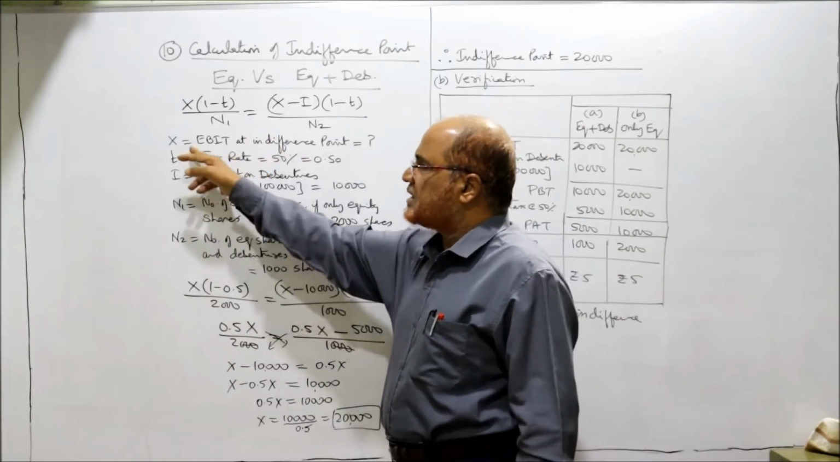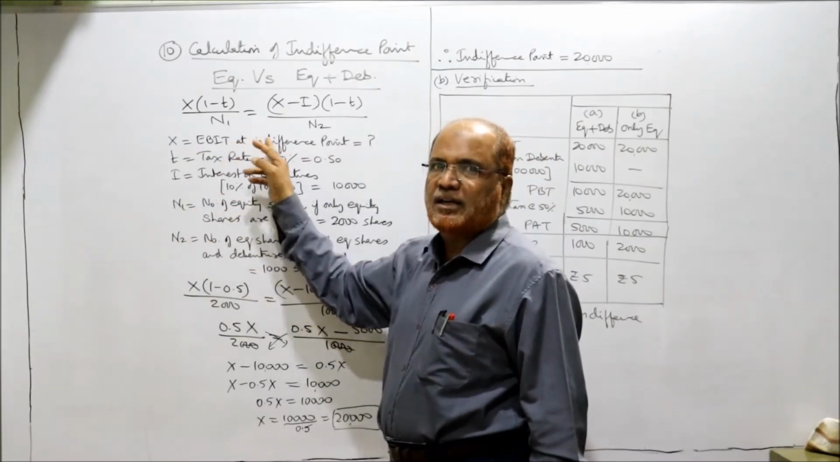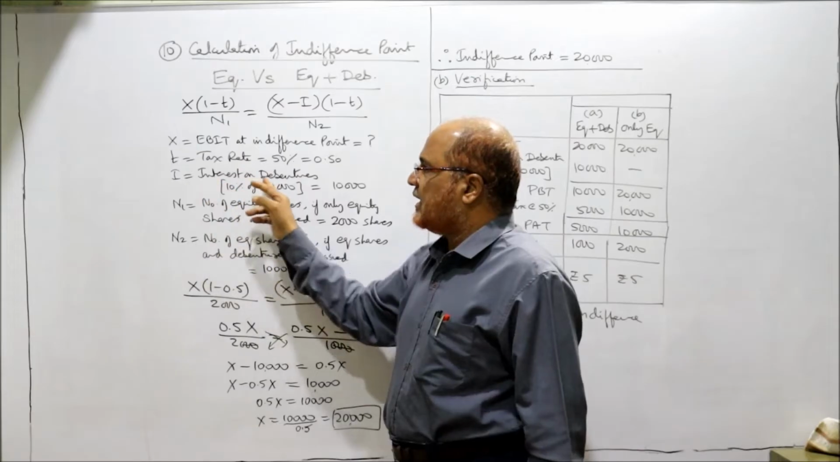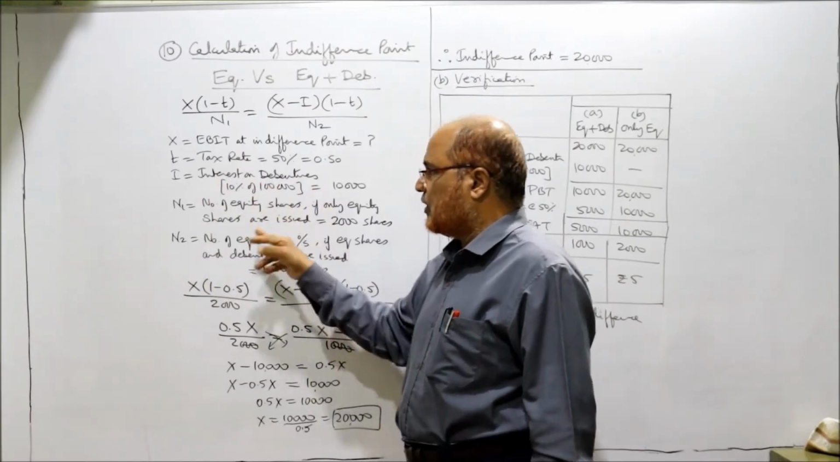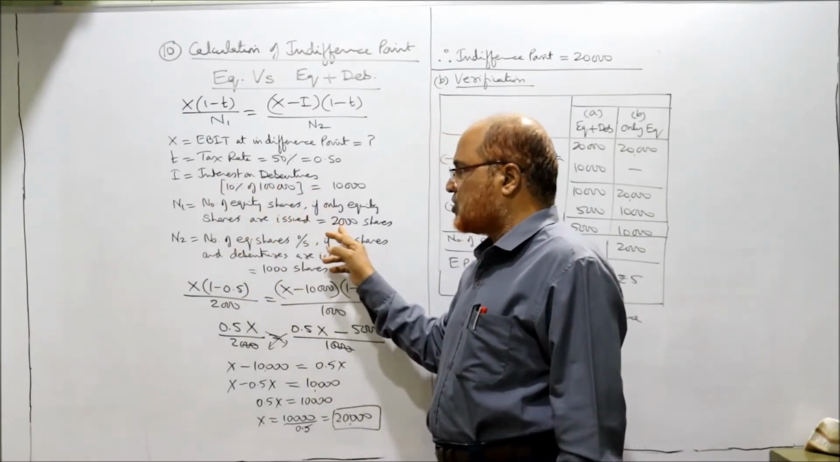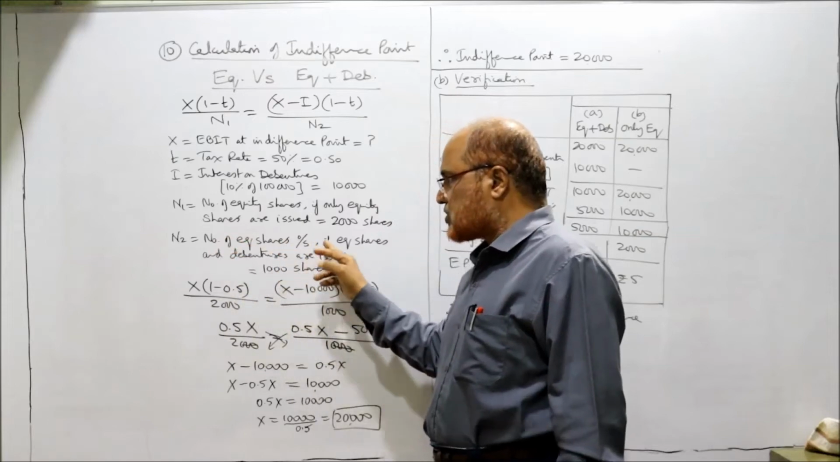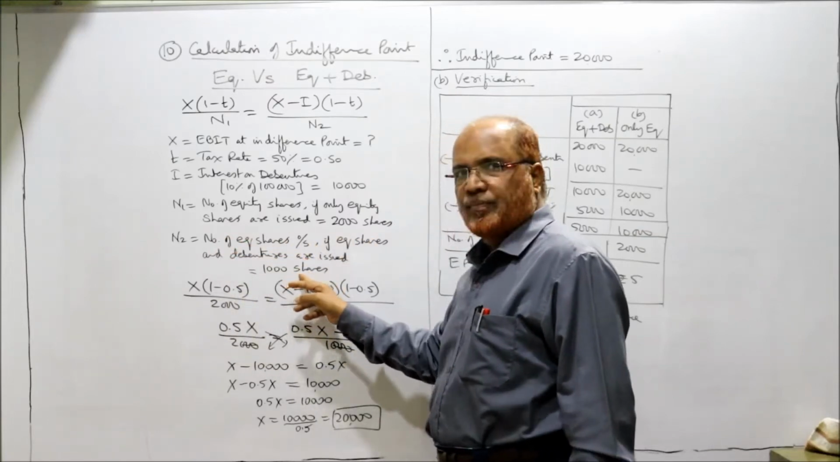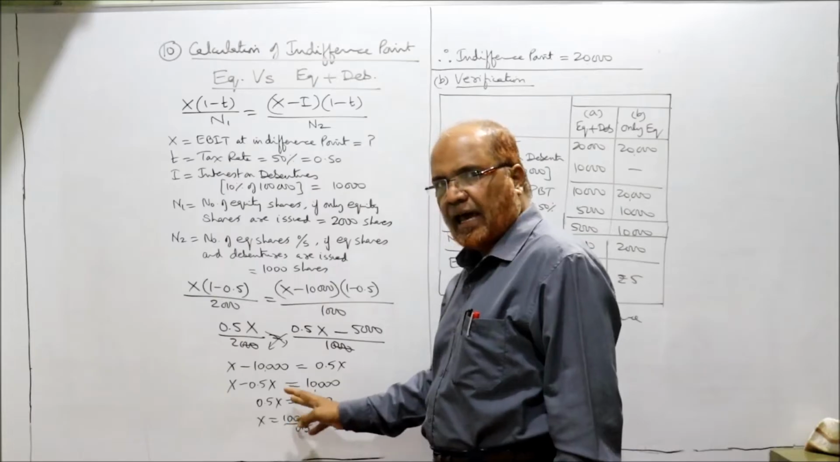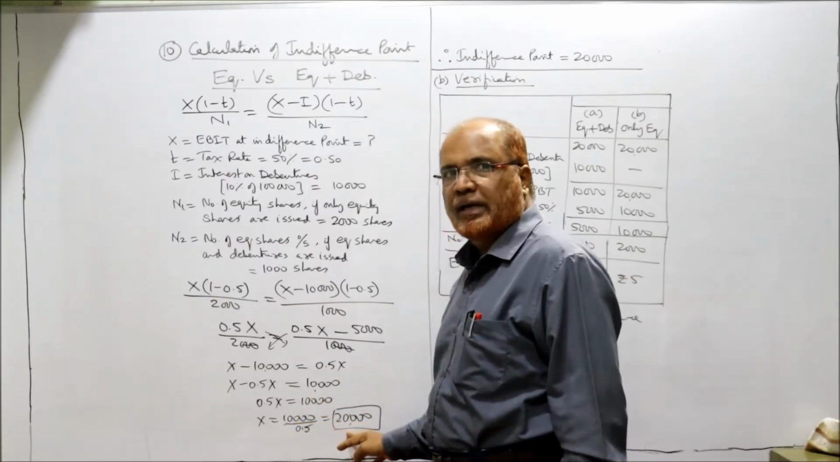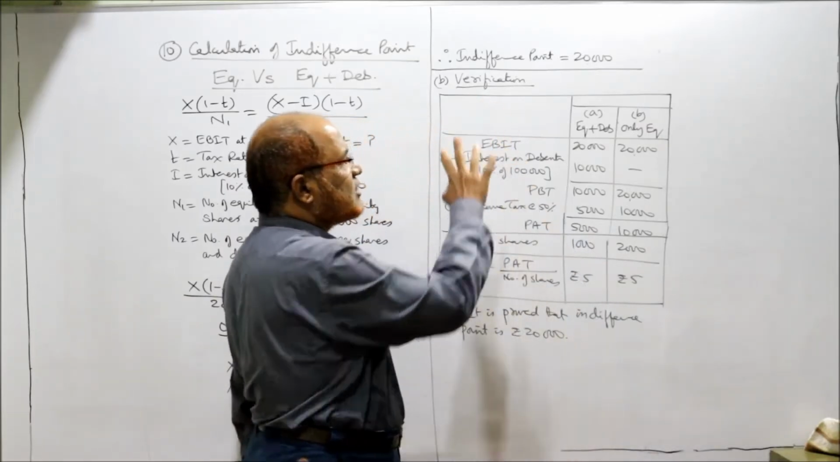So here I have written X is nothing but we have to find out EBIT at indifference point, t tax rate, I interest on debentures, n1 number of equity shares if only equity shares are issued, and n2 number of equity shares outstanding if equity shares and debentures are issued. Substituting and calculating, we got X value 20,000. So indifference point is 20,000.